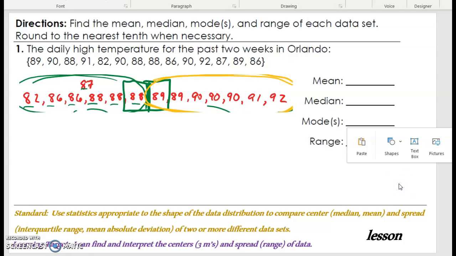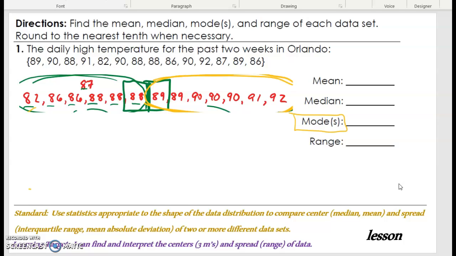All right, guys, so now let's find the mode. So the mode is the number that occurs the most. Pretty easy to find. Sometimes there's more than one mode. Sometimes there is no mode. So let's look at it.